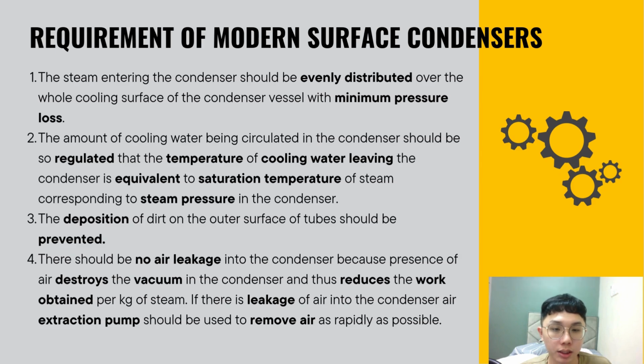The last one is that there should be no air leakage into the condenser, because the presence of air will destroy the vacuum in the condenser and thus reduce the work done per kg of steam. If there is leakage of air into the condenser, an air extraction pump should be used to remove the air as rapidly as possible.